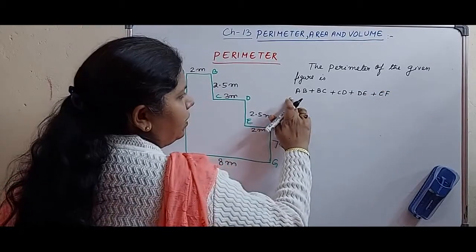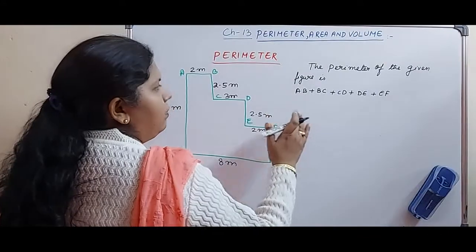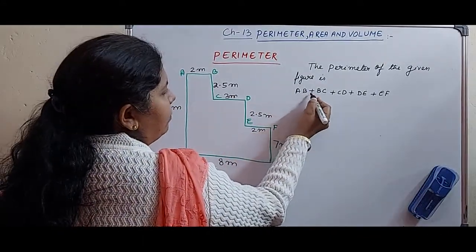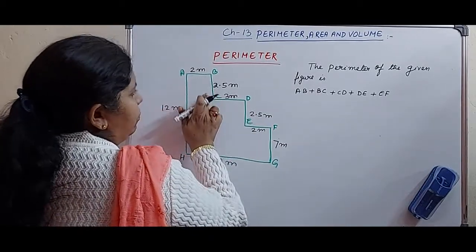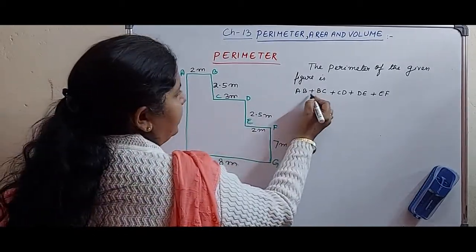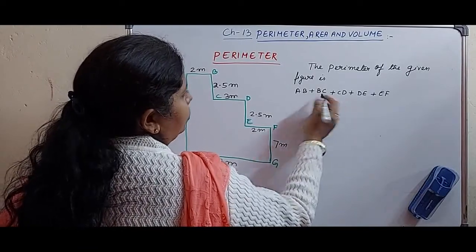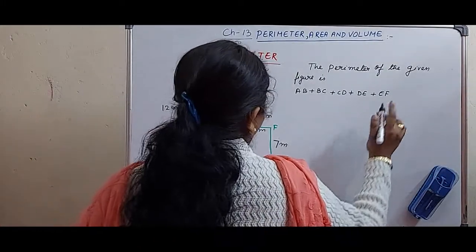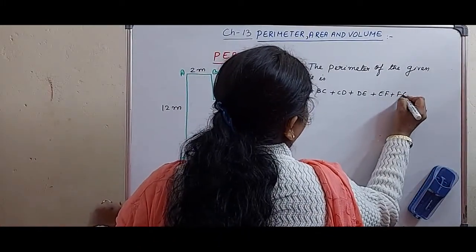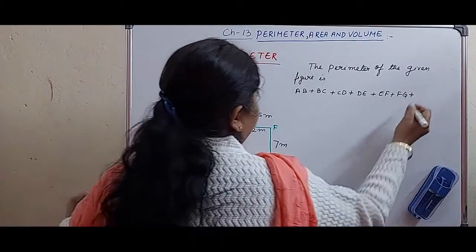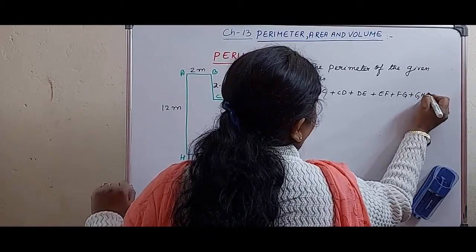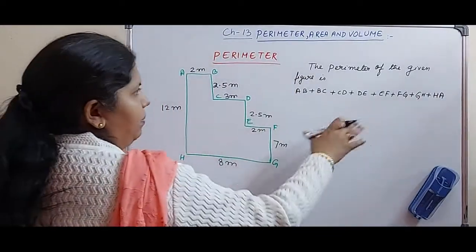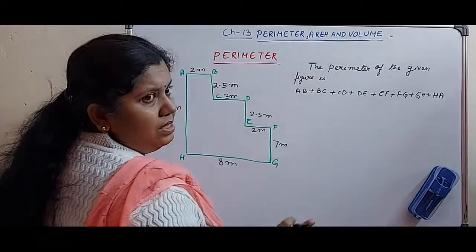Just see, always place consecutive sides. Like you see AB, after that BC will come, which means it is a continuous one. So B is getting repeated, similarly C is getting repeated. So please follow this pattern only. Then EF plus FG plus GH plus HA. This is the perimeter.